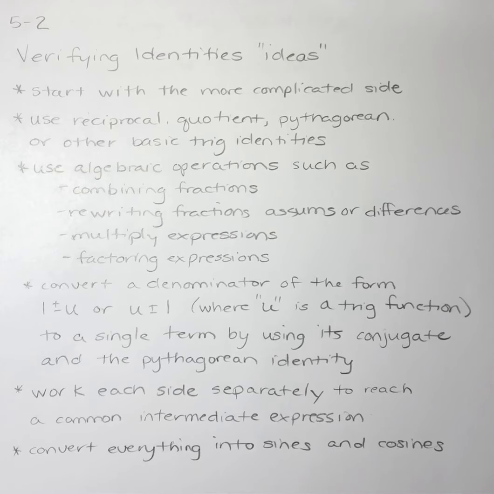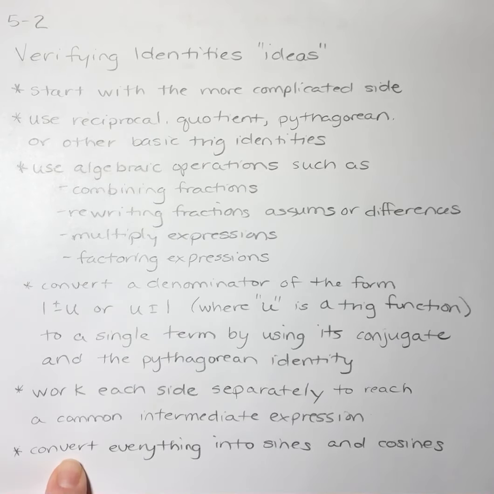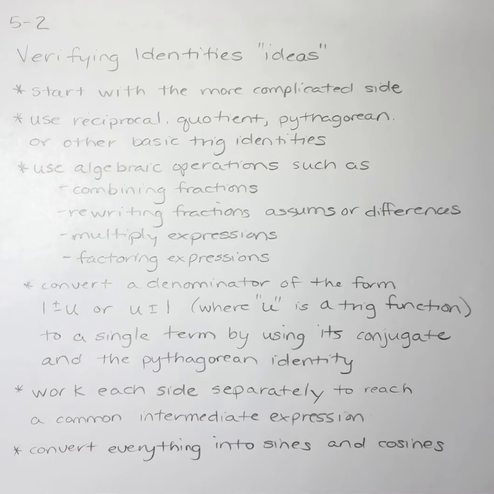You can't add anything to both sides, subtract anything from both sides. It's not an equation that you are solving. You are taking one side and you are manipulating that one side to show that it's then equal to the other side. And then the last one, which we did in section 5.1 as well, convert everything into sines and cosines and then simplify from there.